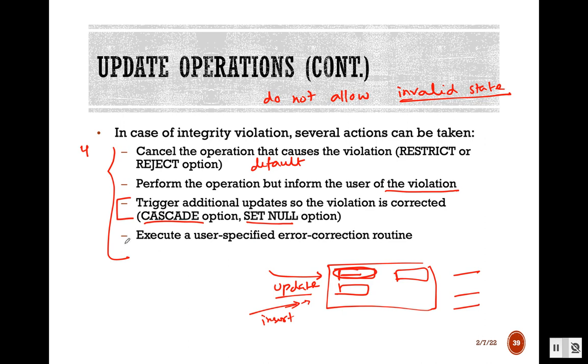The last option is the execution of a user-specified error correction routine. For example, if the database is really busy and there are a lot of transactions happening, you may allow some constraint violation, but have a user-specified error correction routine, like some functions written which will regularly monitor all the constraint violations, and if there is any violation or error, you are going to correct it.